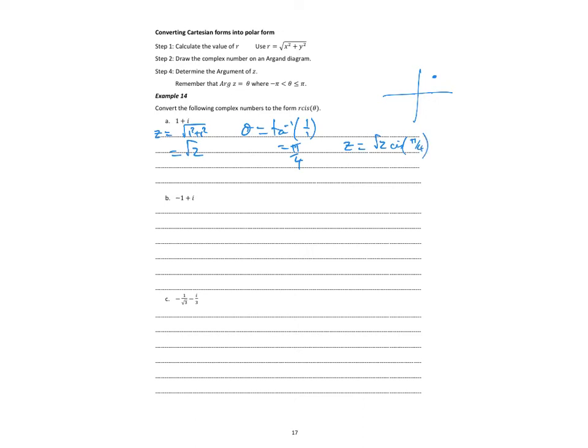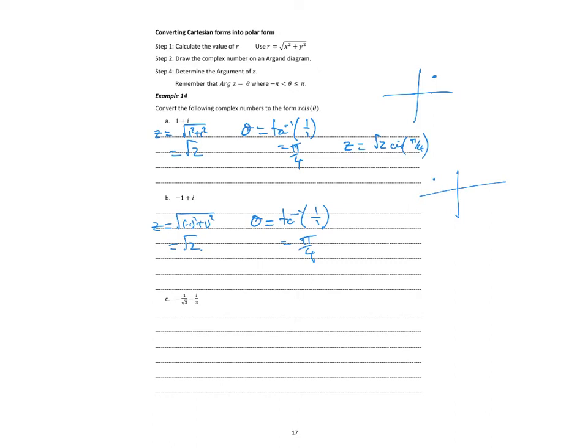All right. Minus 1 minus i. z is equal to square root of negative 1 squared plus 1 squared, which again is root 2. Theta is tan inverse of 1 on 1, which is pi on 4. Check my quadrant.